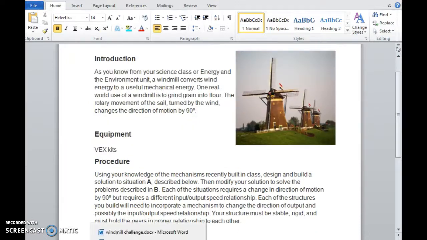So again, the windmill challenge will be started after you've finished building 8 different mechanisms. Make sure that you follow the sheet that will be provided for you in class, as well as this video, to get an example of some design ideas that you will create on your own.